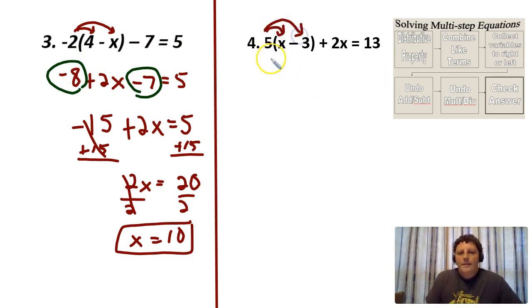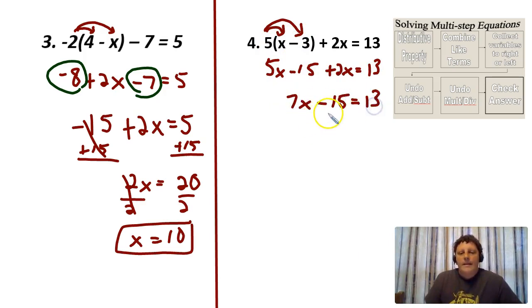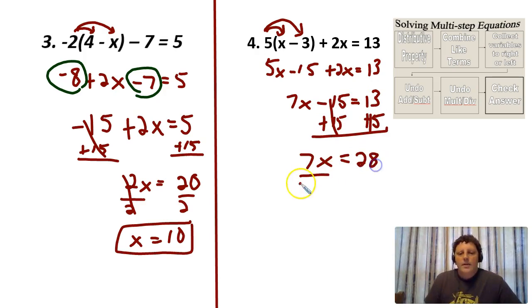On example 4, we do have some distributive property work to do. That means we're going to multiply 5 times x and 5 times negative 3. We're going to combine those like terms together to get 7x minus 15 equals 13. We will add 15 to both sides. That gives us 7x equals 28. And what is 28 divided by 7? That's right, it's 4.